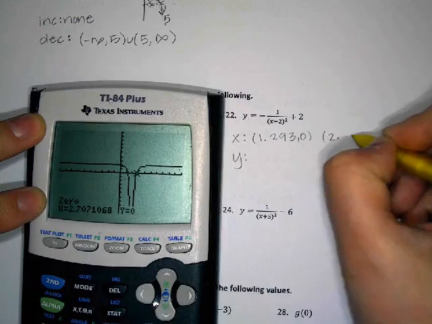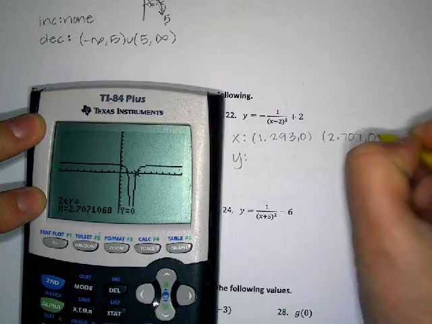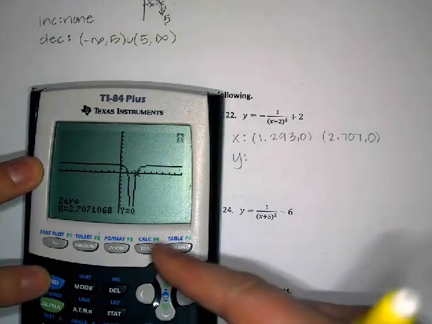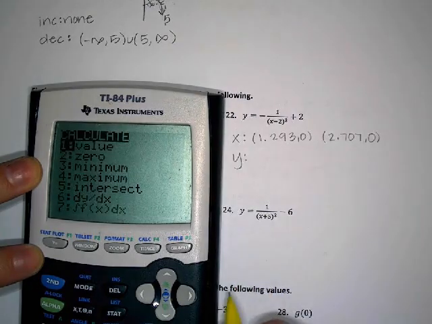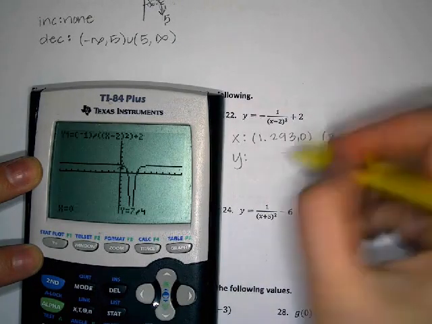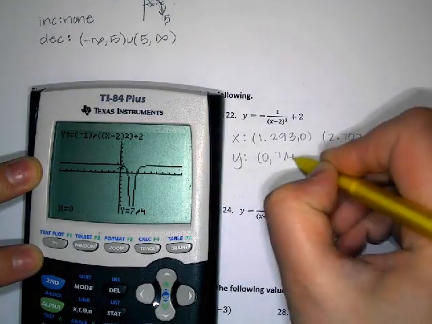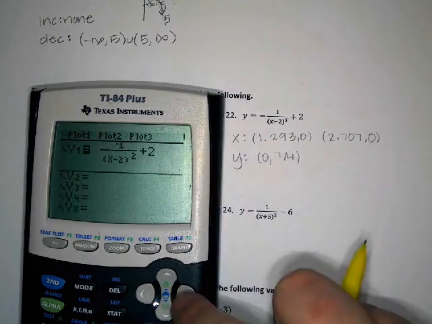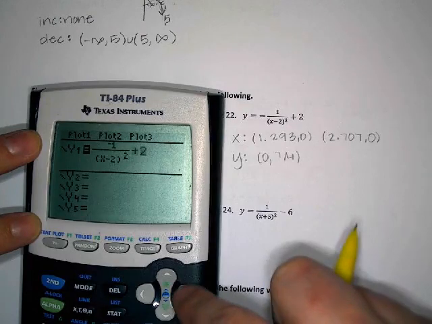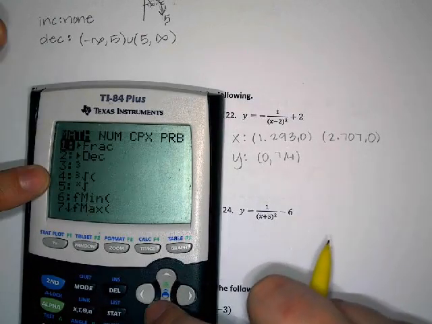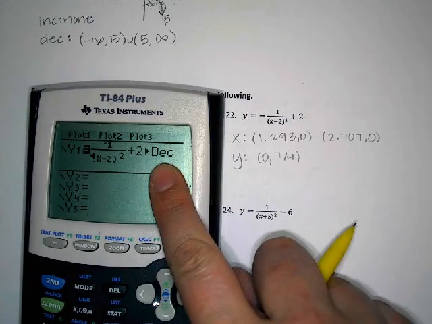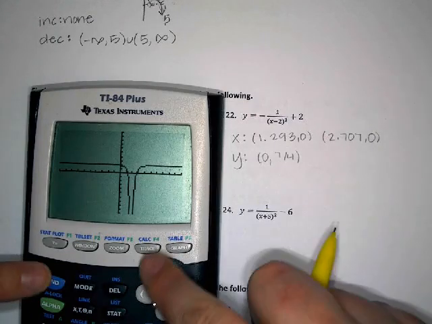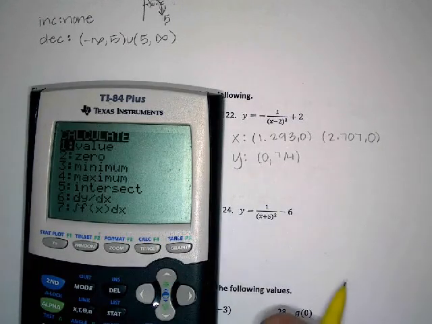Okay. For my y-intercept, I'm going to do second trace, option number 1, and plug in 0. 0, 7/4. If you don't like that your output is a fraction, again, you can hit the y equals button, go to the end here, hit the math button, and 2. This is telling your calculator to turn your answers into decimals. So if we were to go back to the problem and hit second trace, option number 1, plug in 0, this time it'll give us the output as a decimal instead of a fraction.